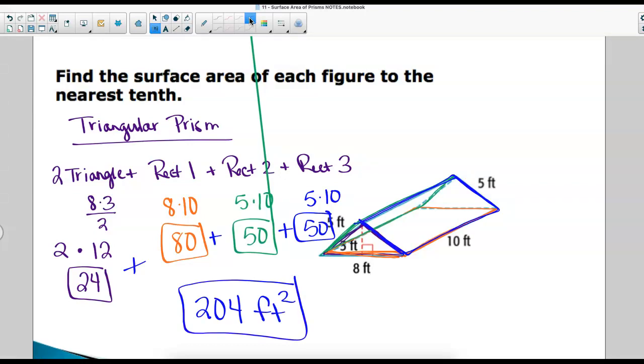Okay, now I had you use colors just to start to recognize those different pieces. Does that mean you have to use colors on everything? No, but if it helps you to outline it and draw it and see the color, then by all means do that on your homework too. Okay, you don't have to, but it might help you. Okay, questions on that one?